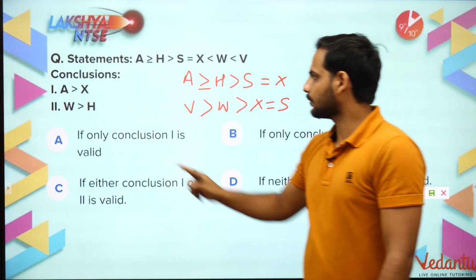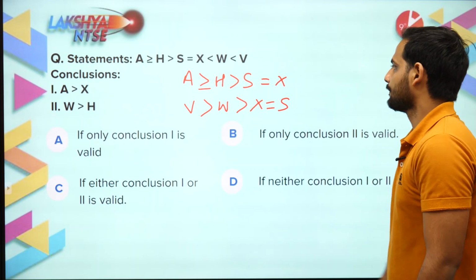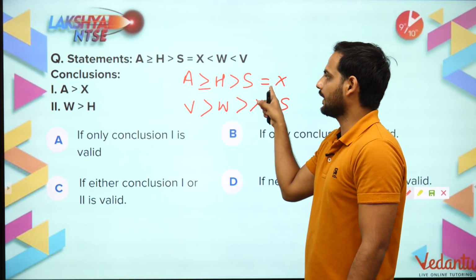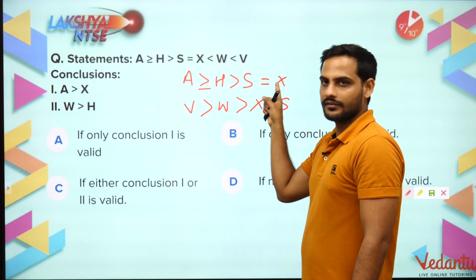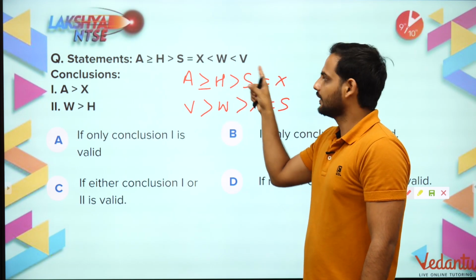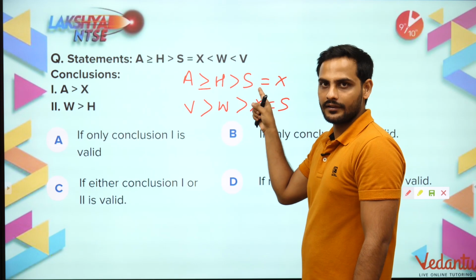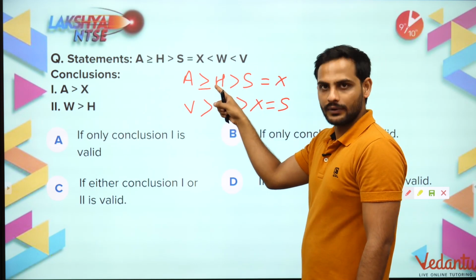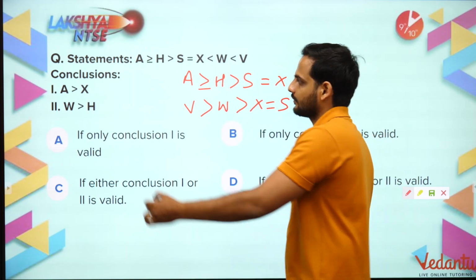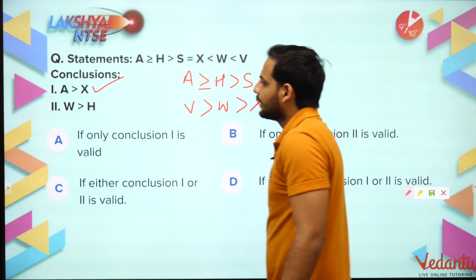So let us look at the conclusion. A is greater than X. Can I say this? Yes. Because S is equal to X, and H is greater than S, that means H is greater than X as well. And A is greater than or equal to H. So A is greater than X. So yes sir, you can say this.